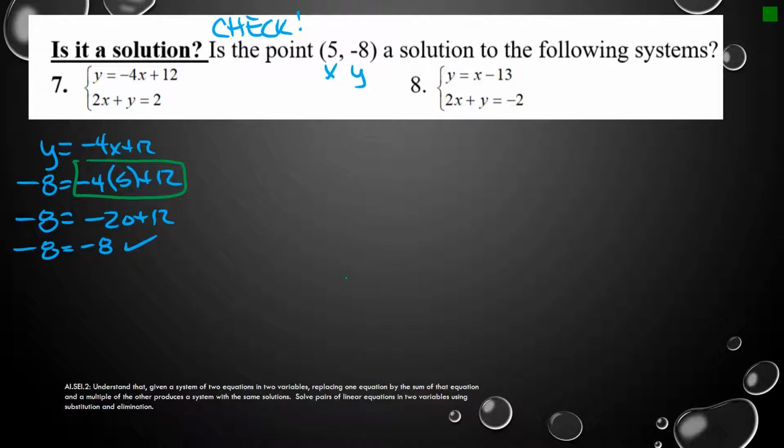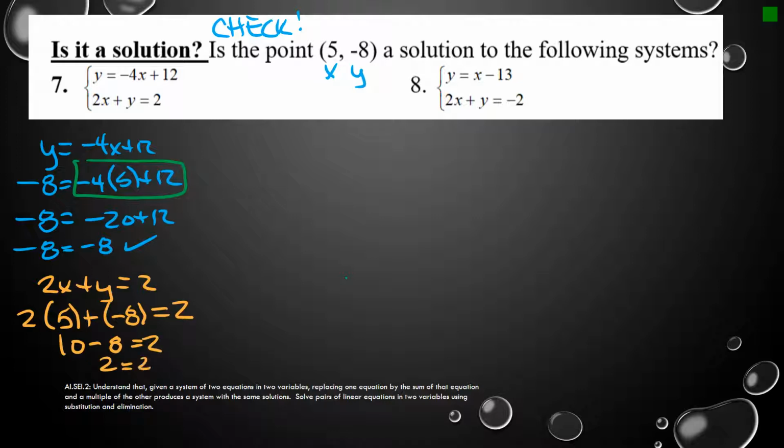So now I need to put it into the other one. The other one is 2x. Well, that's supposed to change colors. I'm not very good at that, am I? 2x plus y equals 2. So for x, I'm going to put 5. For y, I'm going to put negative 8 equals 2. Does 10 minus 8 equal, that's supposed to be a positive 2. Write the problem right. Don't you hate it when people write the problem wrong? 2 does equal 2. Check. So is this a solution? Yes, it is a solution.